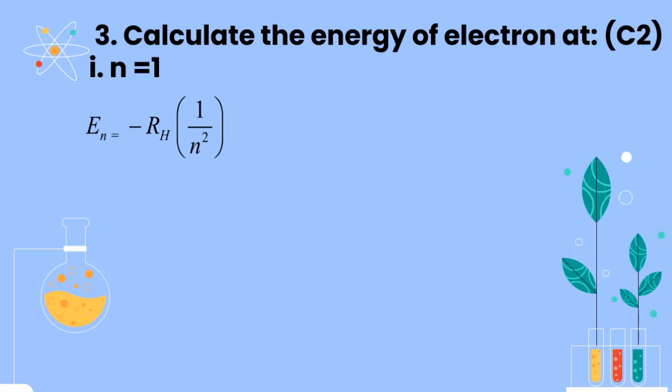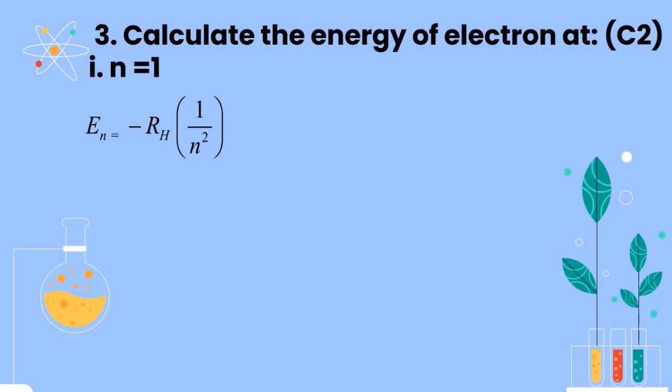Now, question number 3 asks you to calculate the energy of an electron at n equals 1. Remember, in our lecture, we have discovered many formulas for you to calculate the energy value of an electron, and this is one of them. You use this formula when you are calculating the energy value of an electron when it stays in its own orbit, when it doesn't move to any other orbits. So you just have to use this formula.